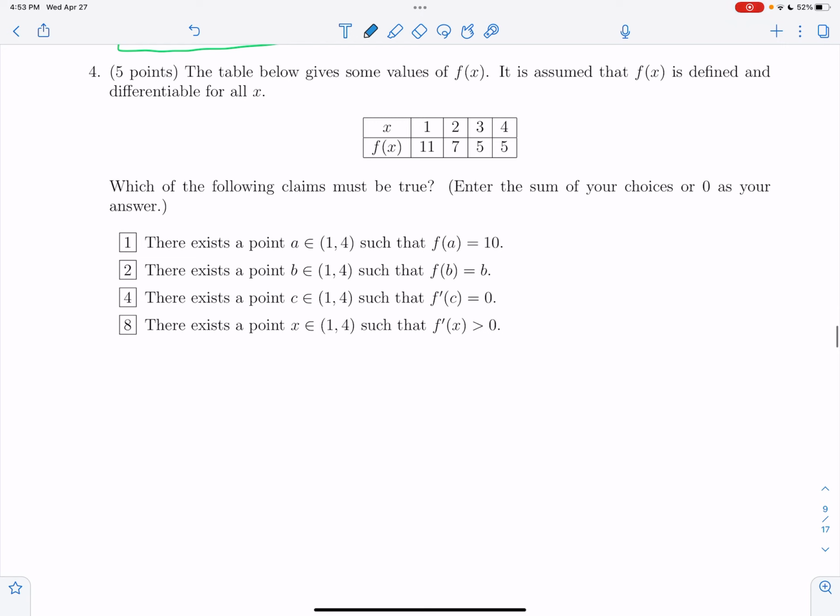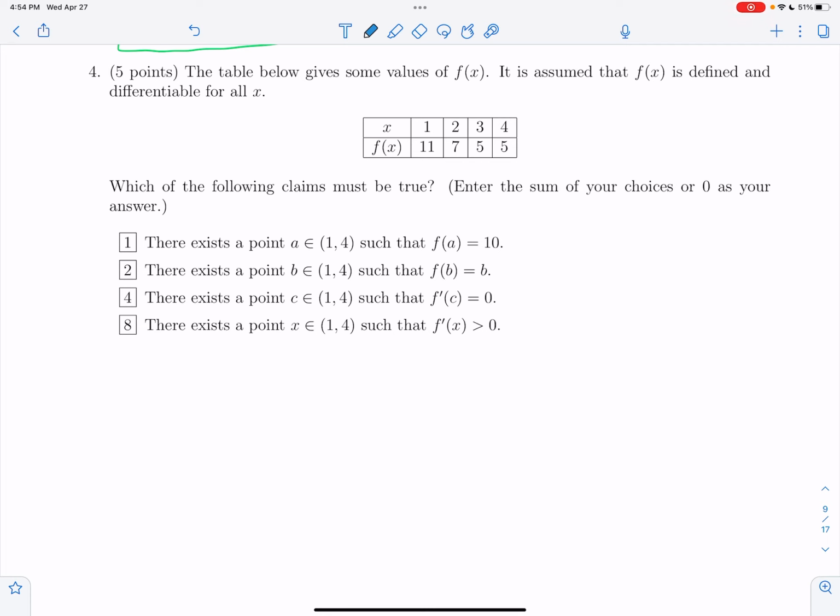The table below gives some values of f. It is assumed that f is defined and differentiable for all x. Which of the following claims must be true? Well, let's see. Since f is defined and differentiable for all x, the intermediate value theorem applies, the mean value theorem applies, the definition of the derivative, that limit exists, etc. Okay? So let's take a look.